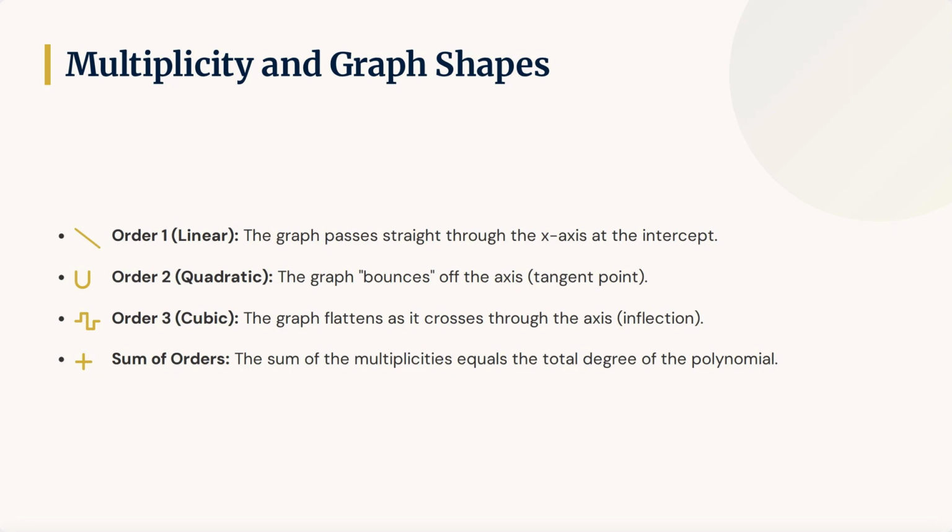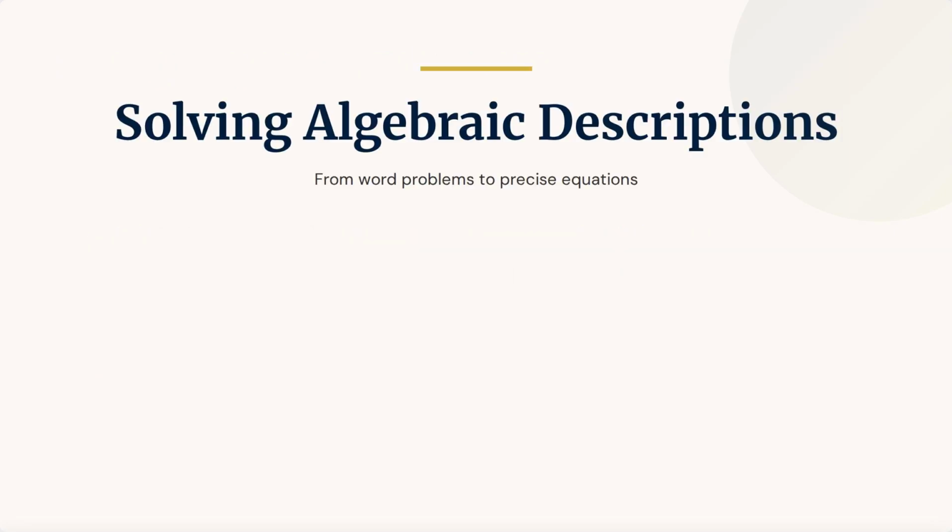The third one, an order of 3, behaves cubically, so it's a cubic function and it flattens out as it crosses through the x-axis and creates a point of inflection. Crucially, and this is very important, the sum of the multiplicities is equal to the degree of the polynomial. Now solving the algebraic description, from word problem to equation.